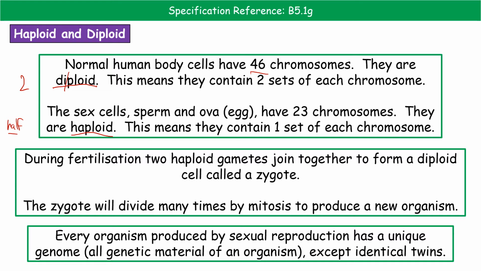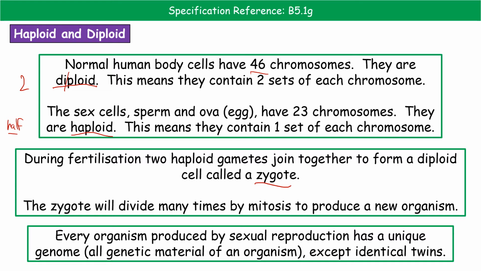What actually happens in the process of fertilisation then is 2 haploid gametes, a sperm and an egg in the case of humans, are going to join together to form a diploid cell called a zygote. Now, what we're really talking about is the fusion of the 2 nuclei. So fertilisation is where the nucleus of the sperm joins with the nucleus of the egg, and that makes our diploid cell called the zygote.